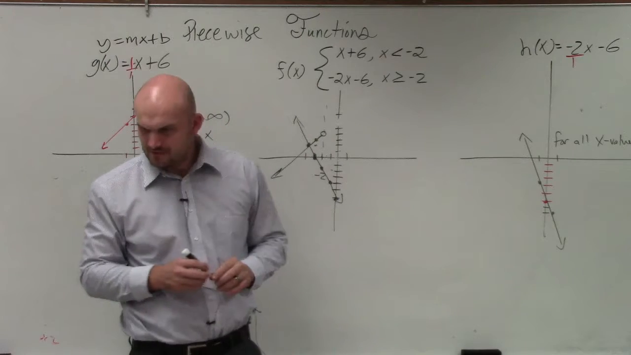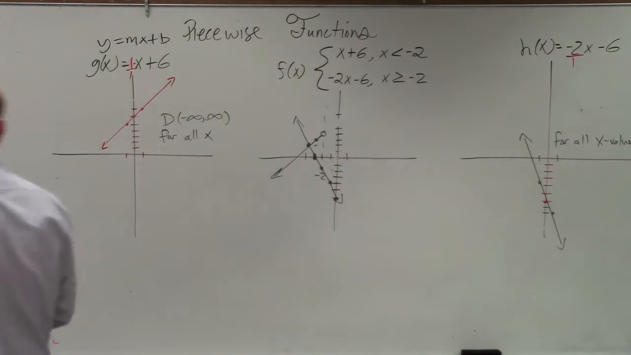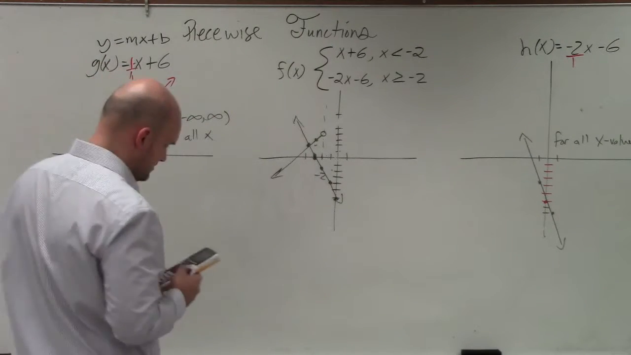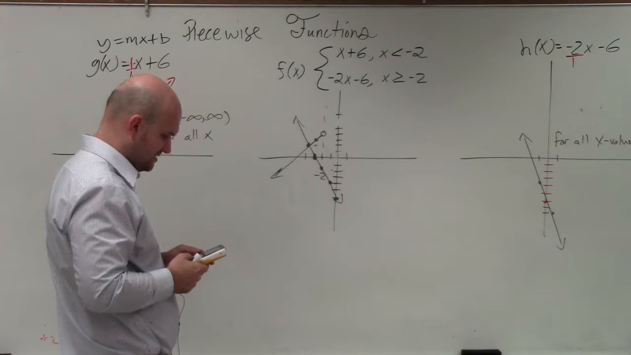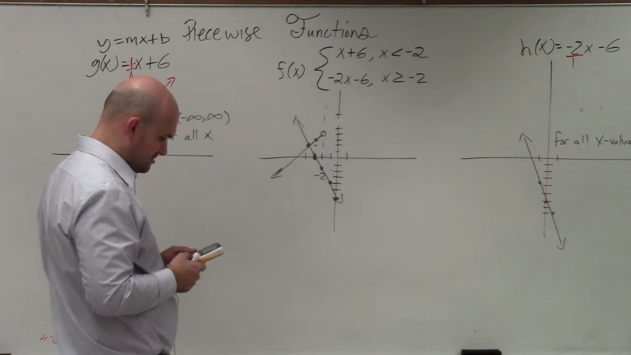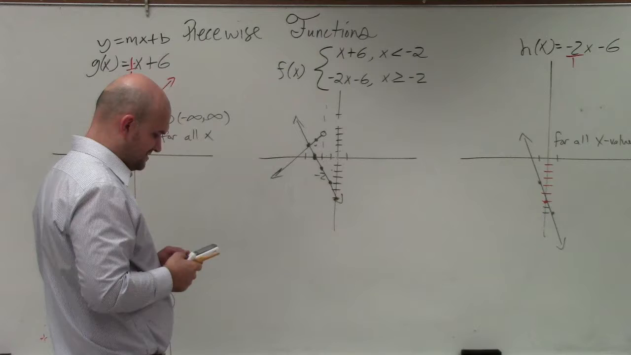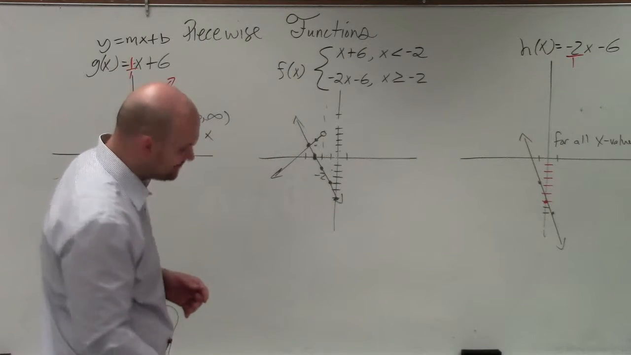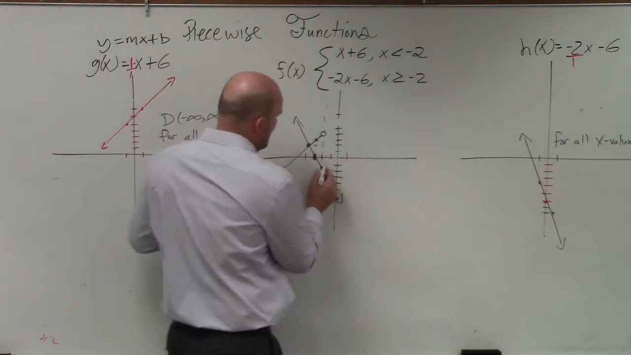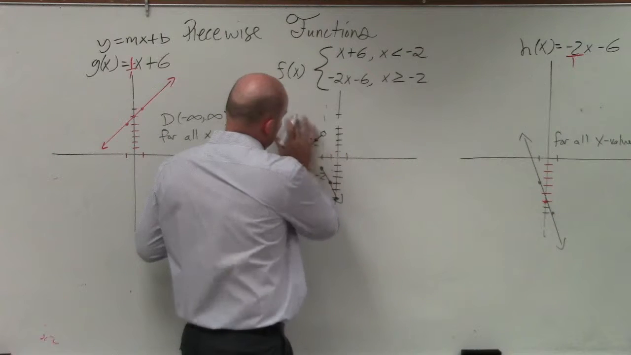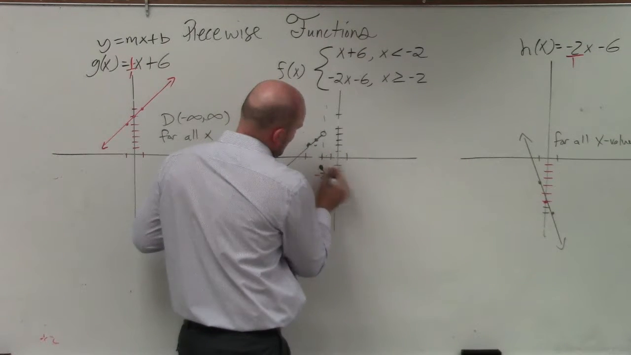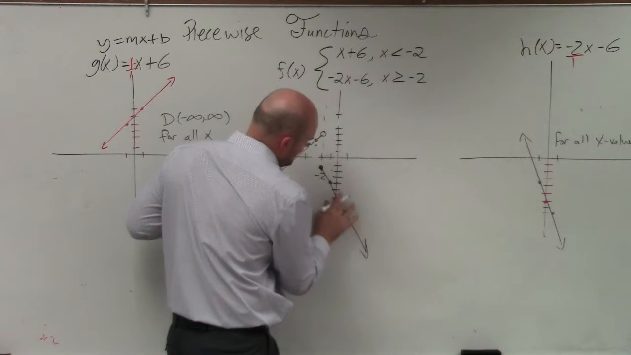But I'm only concerned for values that are greater than negative 2. Wait a minute. What did I do? Did I type the wrong one? Did I graph the wrong ones? Oops, I graphed the same one. OK, well, so that one's full. And then it's continuing down like this.